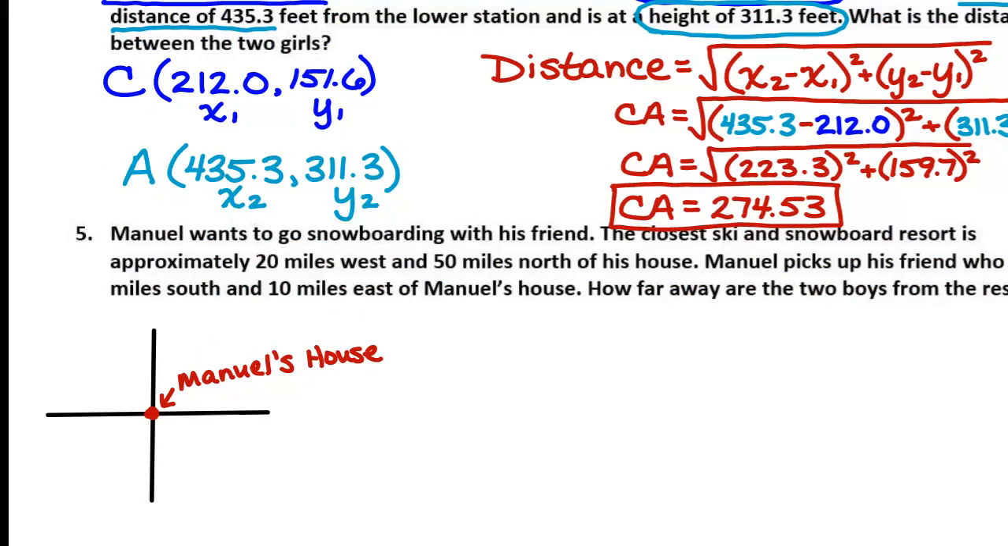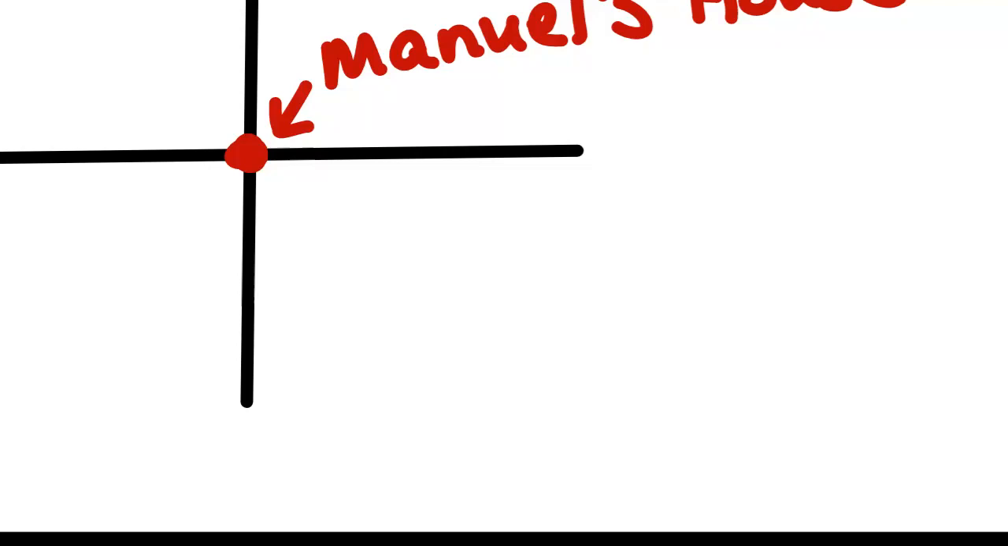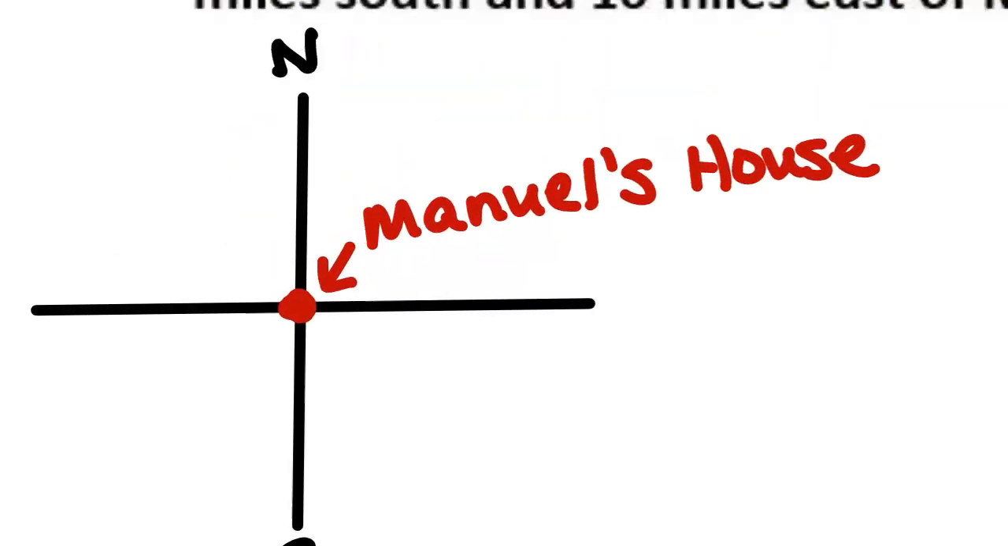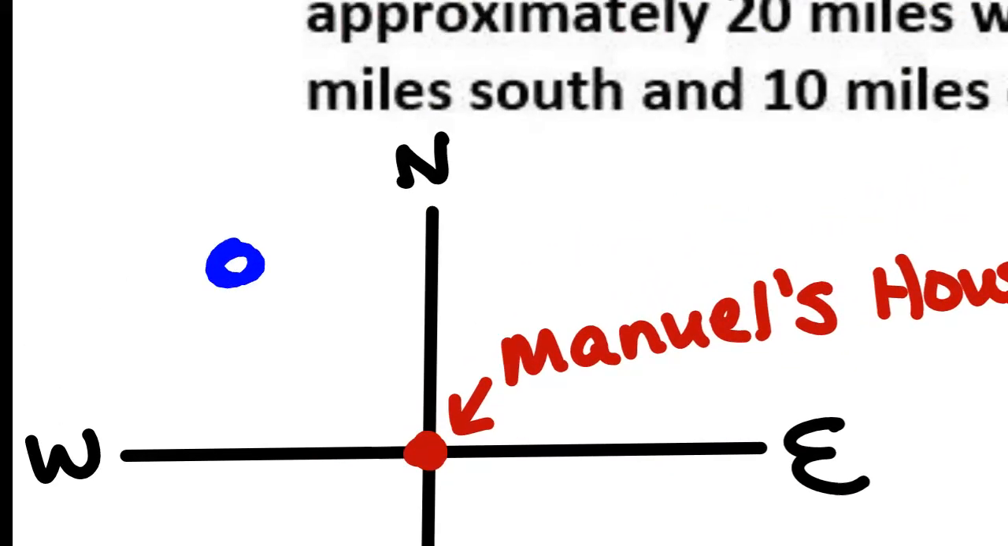If I'm talking north, south, east, and west, what's up at the top? North. Bottom? South. What about over here on the right-hand side? East. And so west would have to be on the left-hand side. So let's figure out where this ski resort is. The ski resort is approximately 20 miles west and 50 miles north of his house. So it's going to be somewhere over here, right? Since I'm not being asked to plot the point, I don't need to be precise. I just need to know that it's over here somewhere.